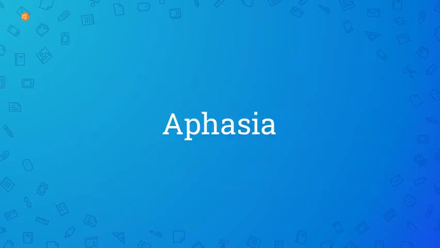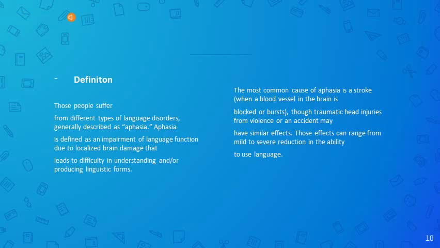Aphasia. Definition. Those people suffer from different types of language disorder, generally described as aphasia. Aphasia is defined as an impairment of language function due to localized brain damage that leads to difficulty in understanding and or producing linguistic forms.